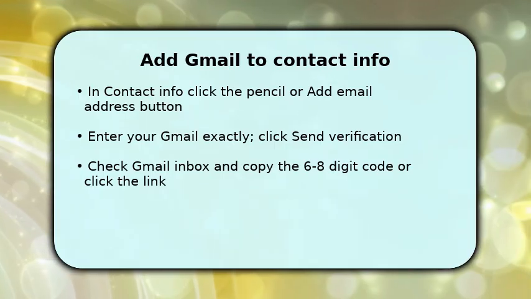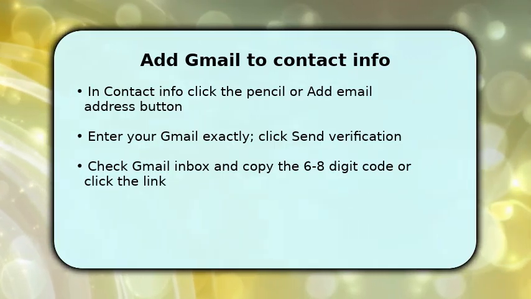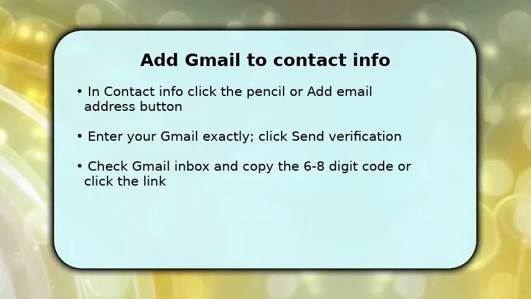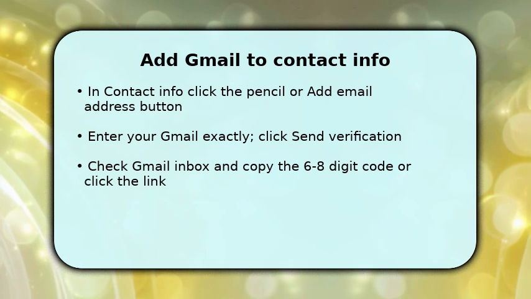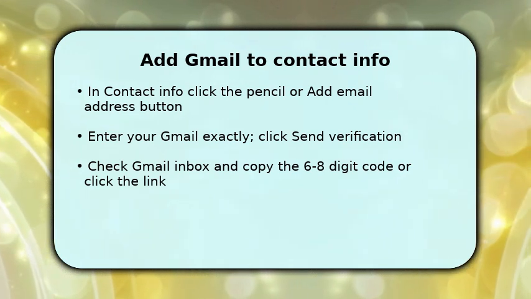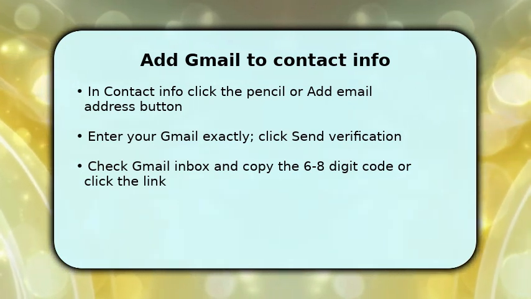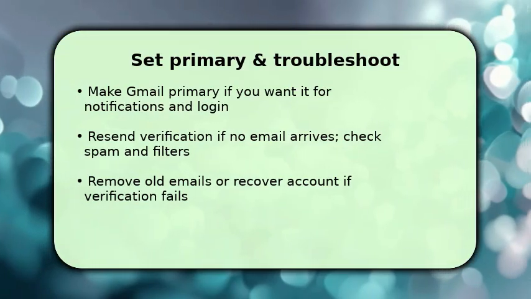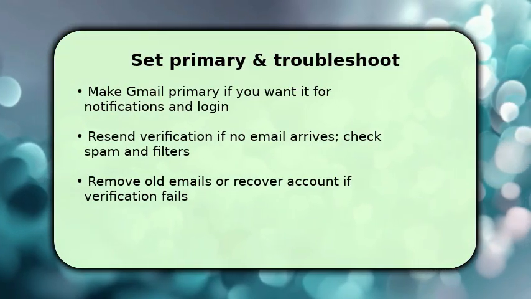Once you receive it, click the verification link or enter the code back on LinkedIn. This confirms you control that email and links it to account recovery, notifications, and two-step processes. Finish by choosing whether Gmail becomes your primary address. Select Make Primary in Contact Info if you prefer login and alerts there.